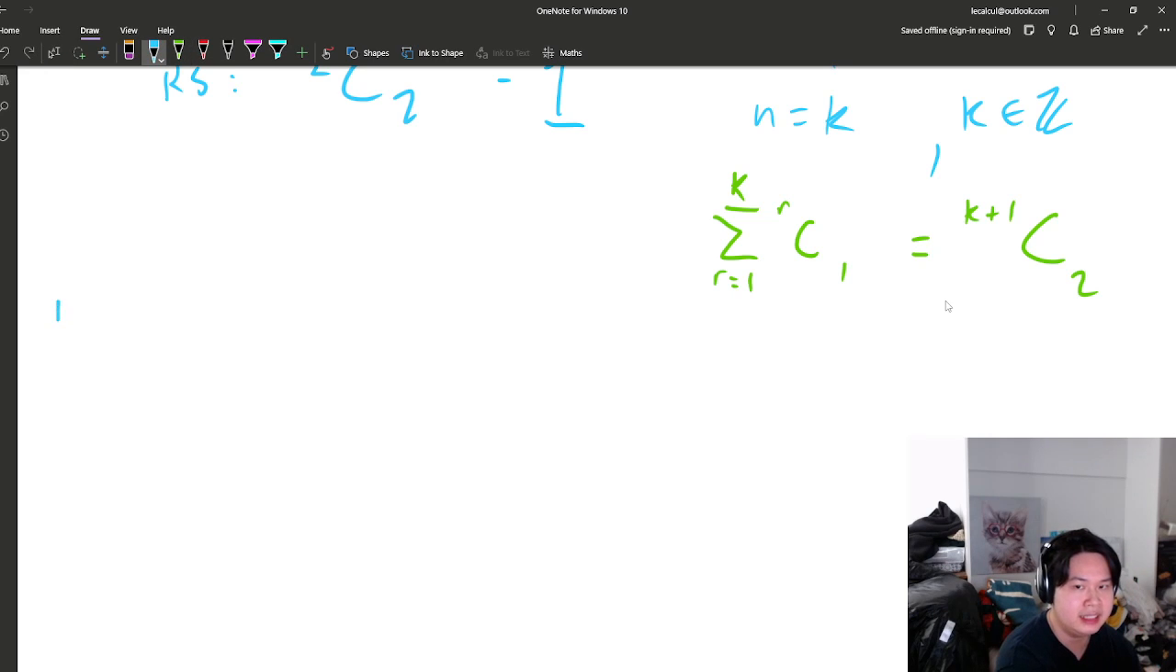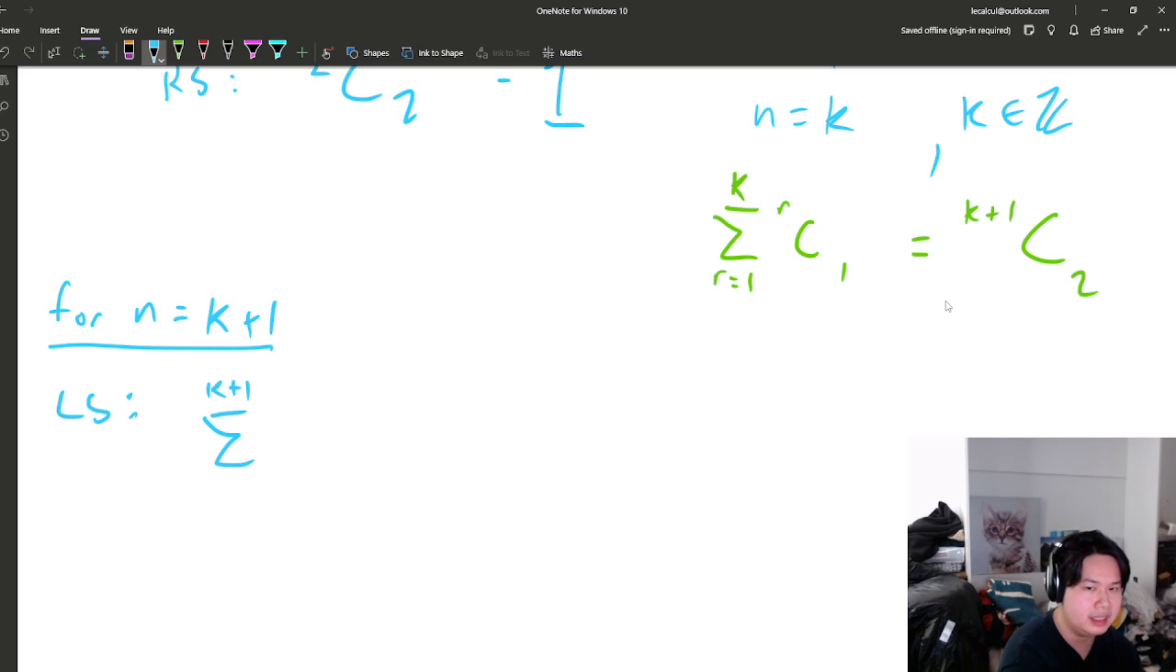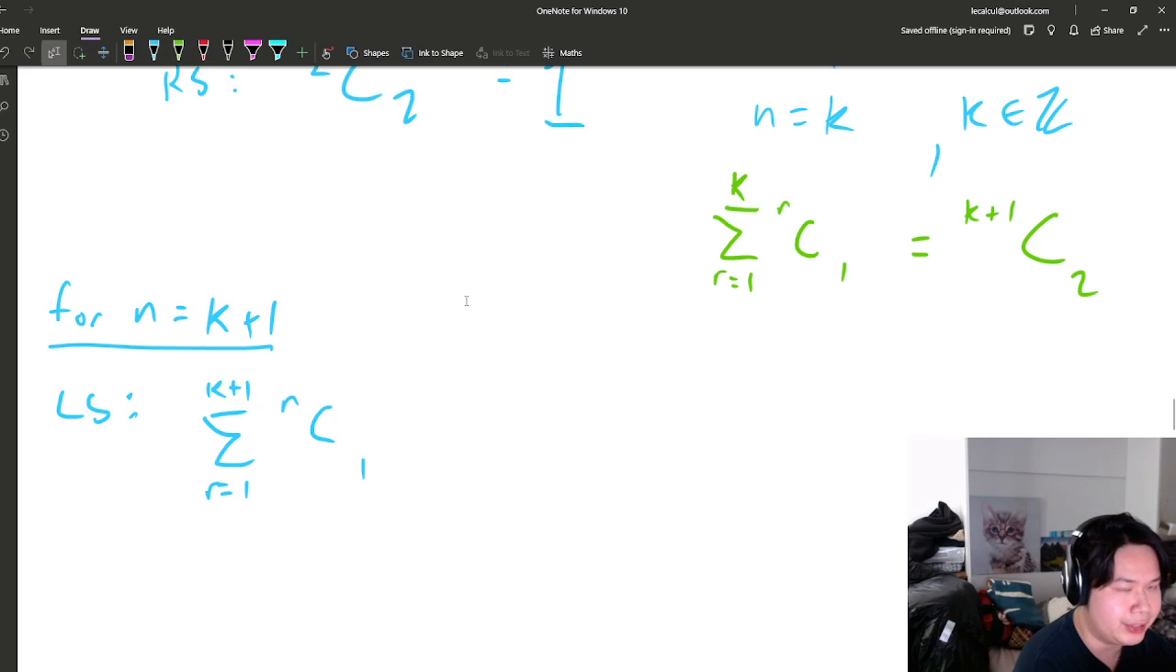So the next step is, now we're going to check what happens for k plus 1. So on the left side, we have the sum, k plus 1, r equals 1, rc1. And summation ones are really easy because the difference between this and this is one extra term. You're just doing one more where the thing is k plus 1. So it's very easy to split up your summation and have your assumption show up.